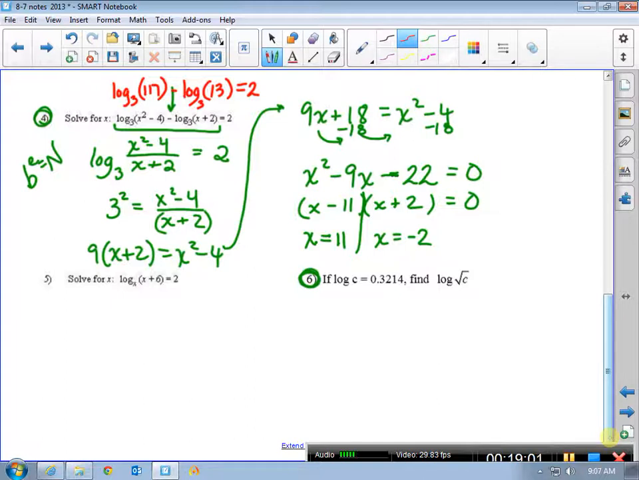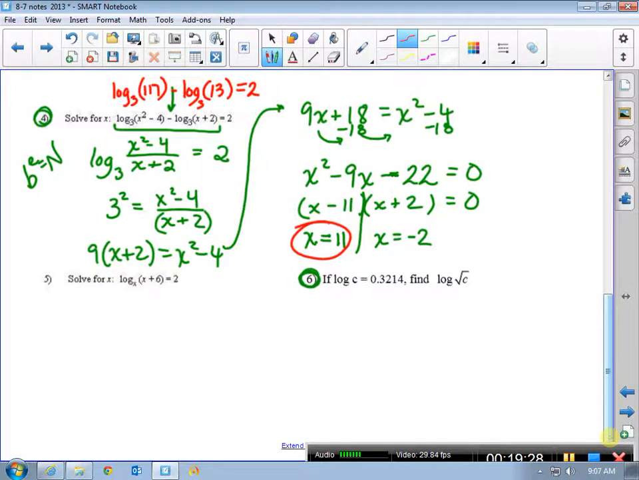So I have log base 3. I'm going to use my alpha window. Alpha window choice 5. If you still need that new operating system, ask your teacher. And when I hit enter, I do get 2. So that works beautifully. 11 checks beautifully.